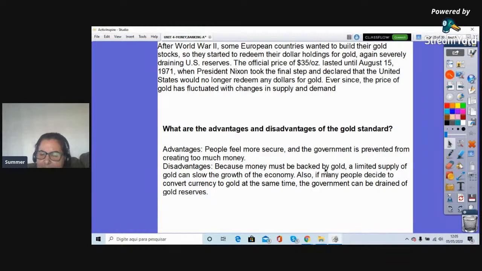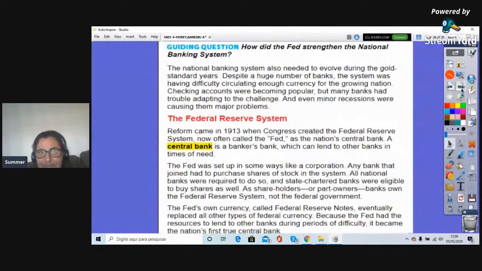Because money must be backed by gold, a limited supply of gold can slow the growth of the economy. Also, if many people decide to convert currency to gold at the same time, the government can be drained of gold reserves. So these are for you to understand the advantages and disadvantages of a gold standard.